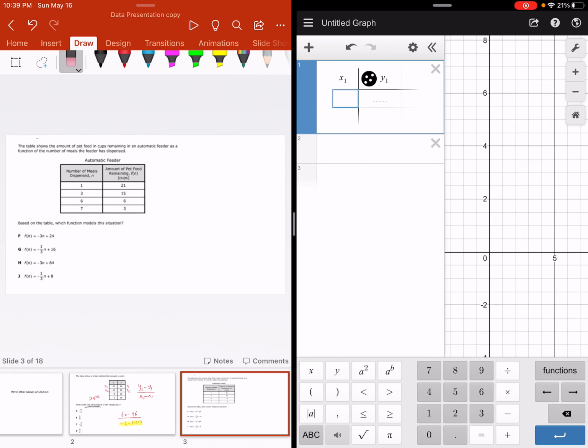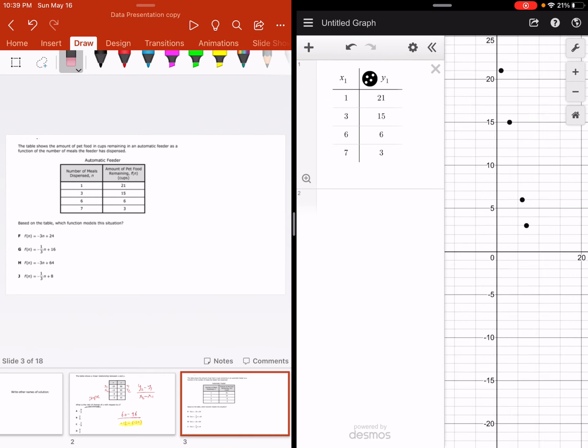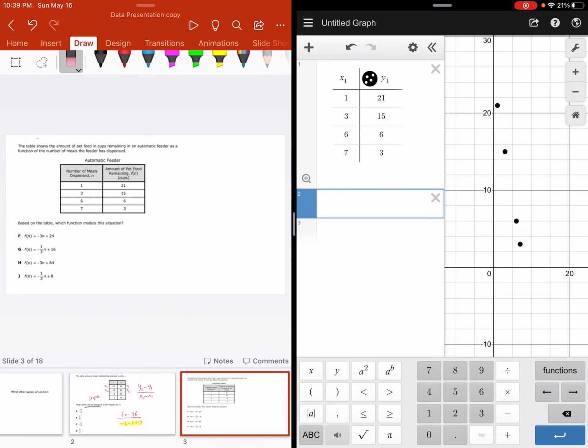So you just put these numbers in: 1, 3, 6, 7, 21, 15, 6, 3. So you have this line, right? And then what you can do is put in every single one of these and see which one is true. So for example, let me put F first. Y equals, remember, instead of n, you have to put x, negative 3x plus 24. Oh, looks like this is the answer because it crosses exactly in the middle here. So I think it's F.